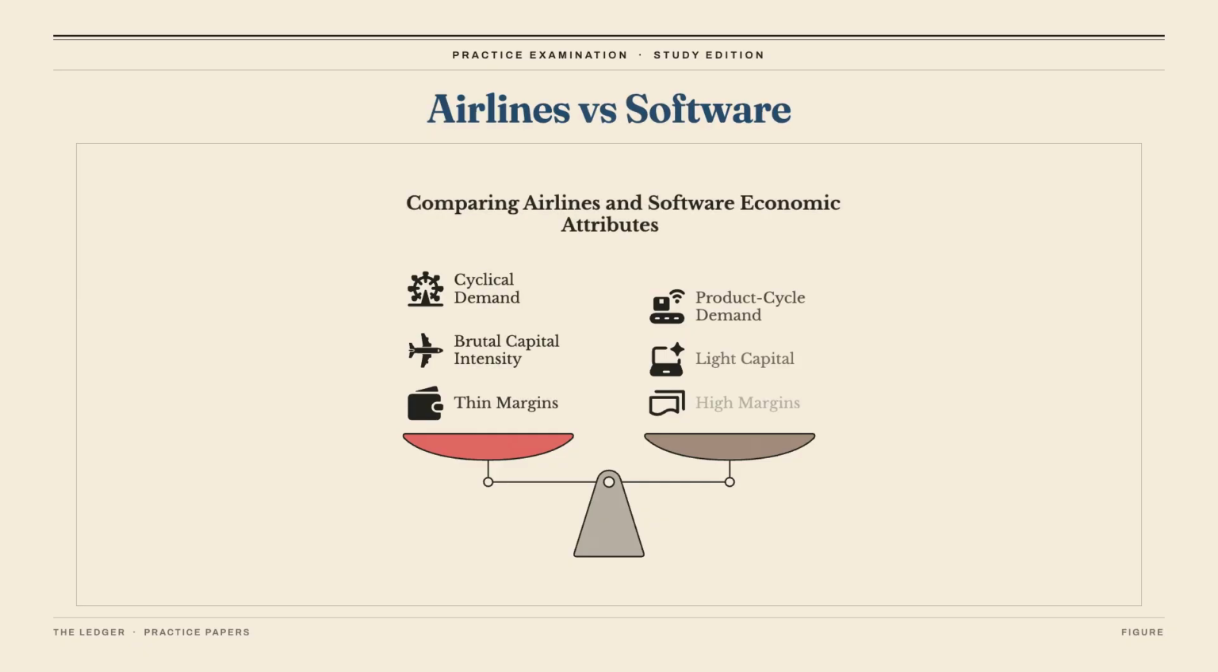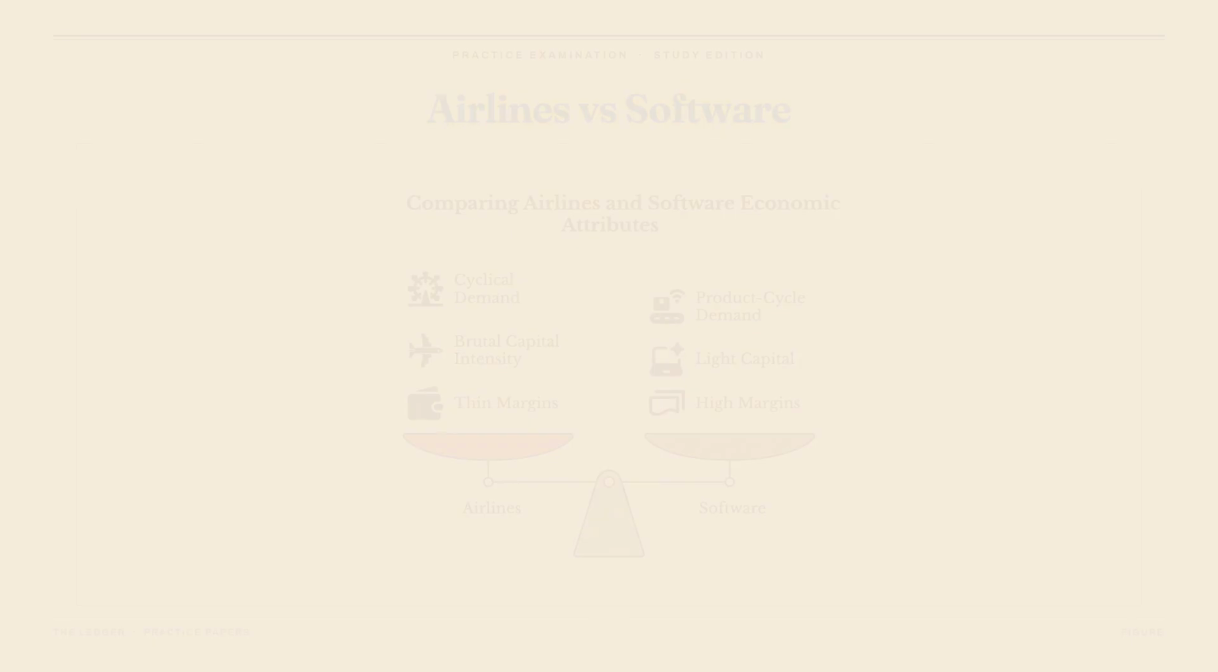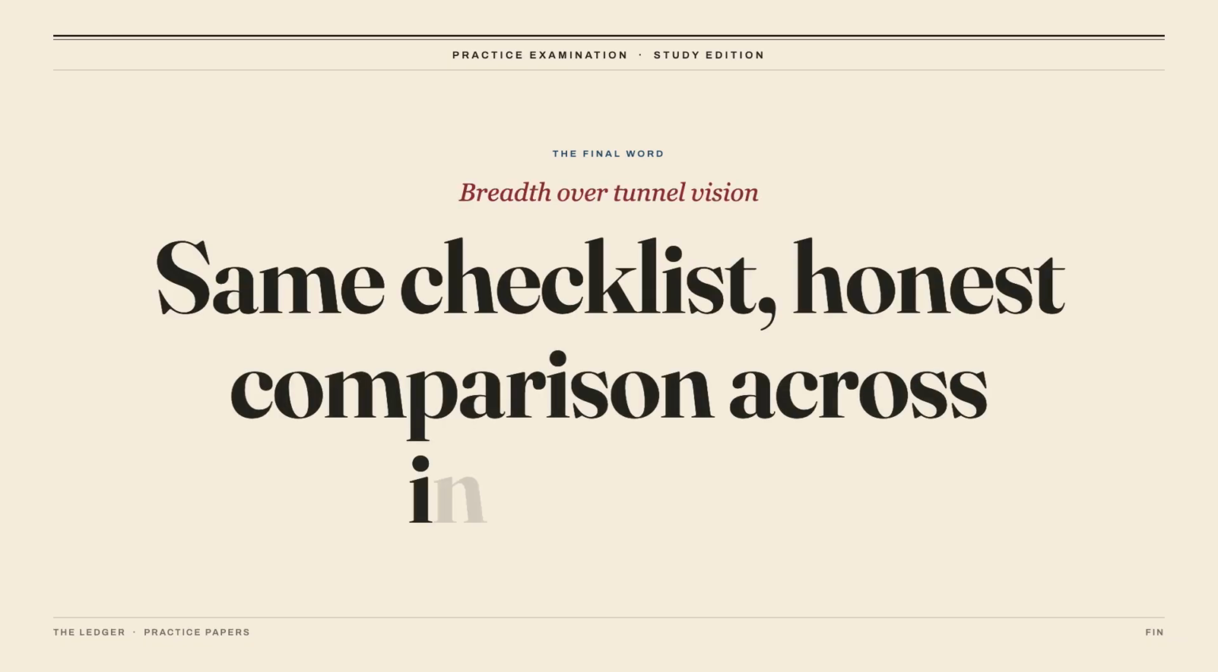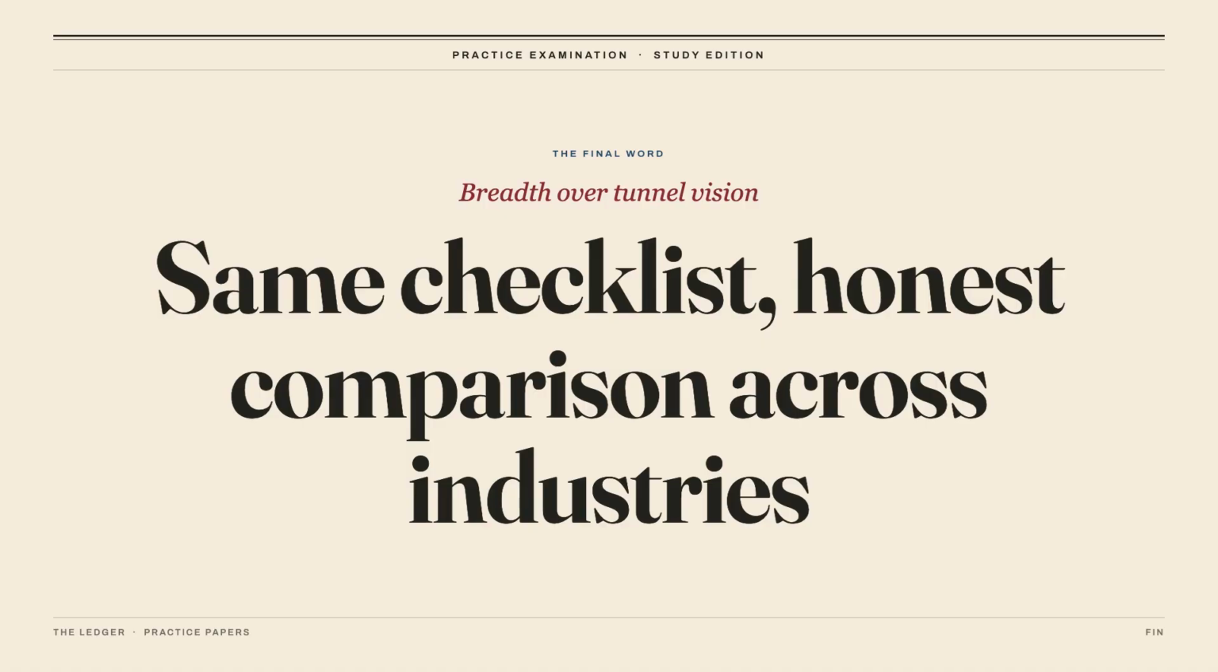Put airlines and software through the framework, and the contrast is immediate. Airlines show cyclical demand, brutal capital intensity, and thin margins, while software shows product cycle-driven demand, light capital, and high margins, both measured on the identical checklist. The framework isn't about competitive pressure like Porter's 5 forces, or production sequence like value chain analysis. It's insurance against tunnel vision, ensuring demand, supply, and cost are all examined before calling an industry understood.